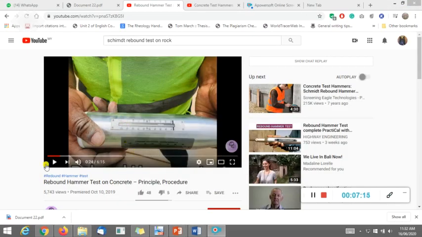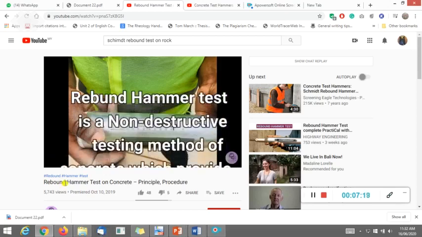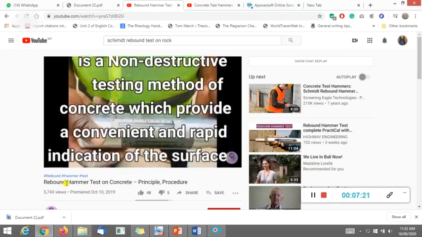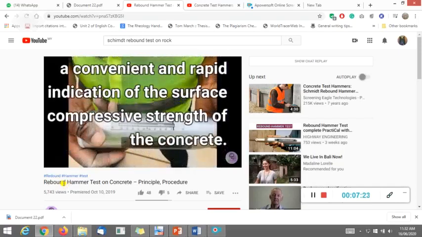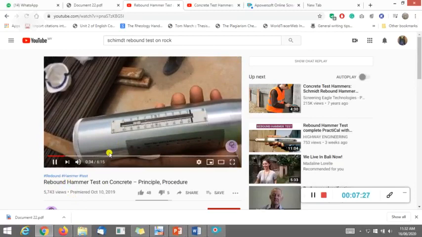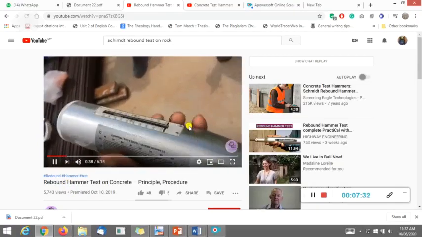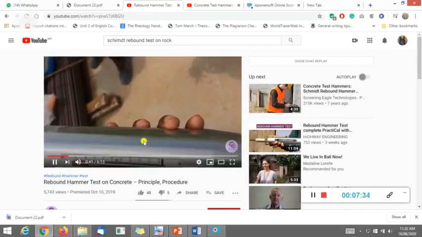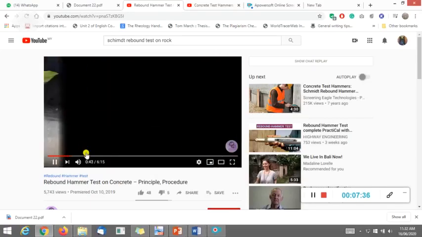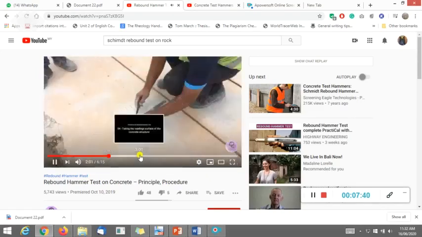So this is the example. This is the example of the rebound hammer available in our lab. This one is the application for concrete. So in our lab, this is the type, the same brand in our lab. Basically, I don't want to show you this one because this is for concrete.